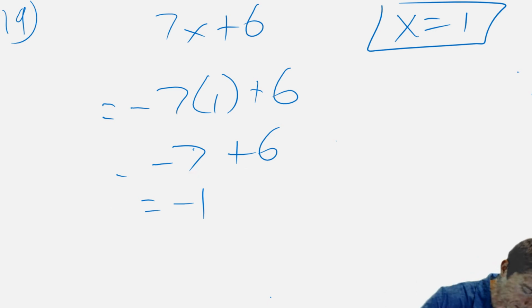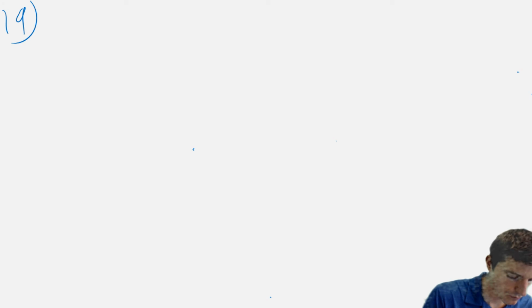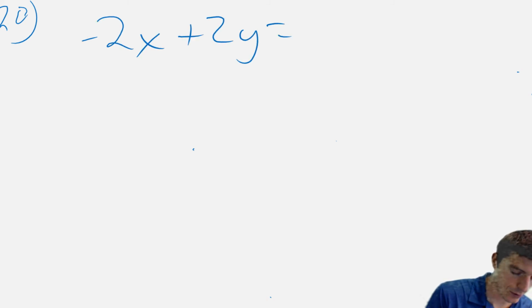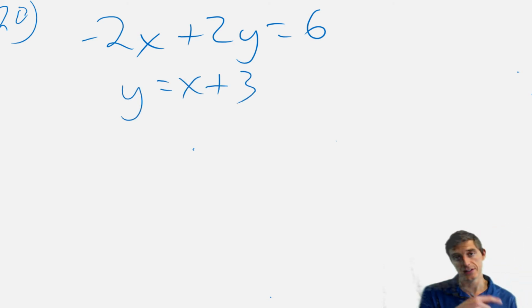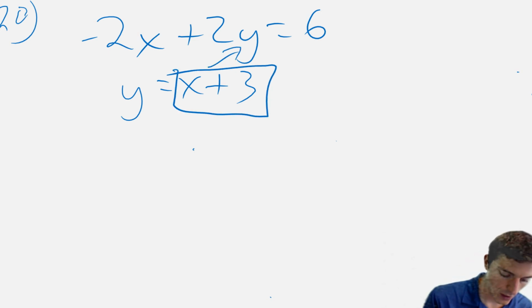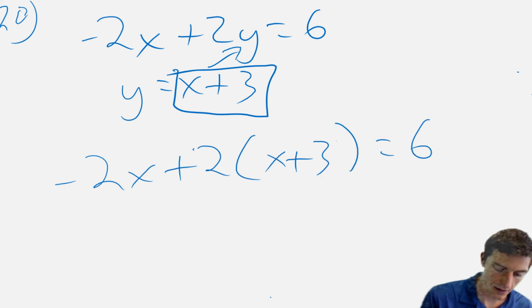Looking at 20, I have -2x plus 2y is equal to 6, and y is equal to x plus 3. So now the substitution that I'm going to be doing is on the bottom going up. So I'm going to substitute that in for y. Watch what happens when I do that, though. I'm going to rewrite the top equation. Something strange will happen, I think.